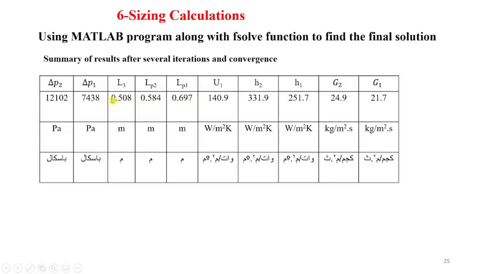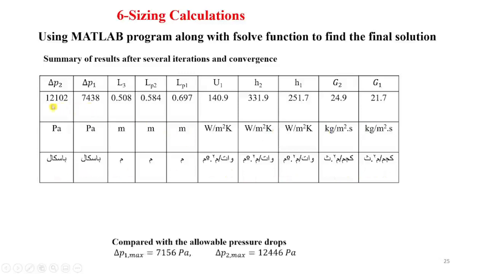And the length of the heat exchanger, as you can see here, is 0.508 for L3, and this value for LB1 and LB2. This is the overall heat transfer coefficient. This is the heat transfer coefficient for side 1 and side 2, and this is G2 and G1 with the dimensions written here, and the dimensions also in Arabic terms.